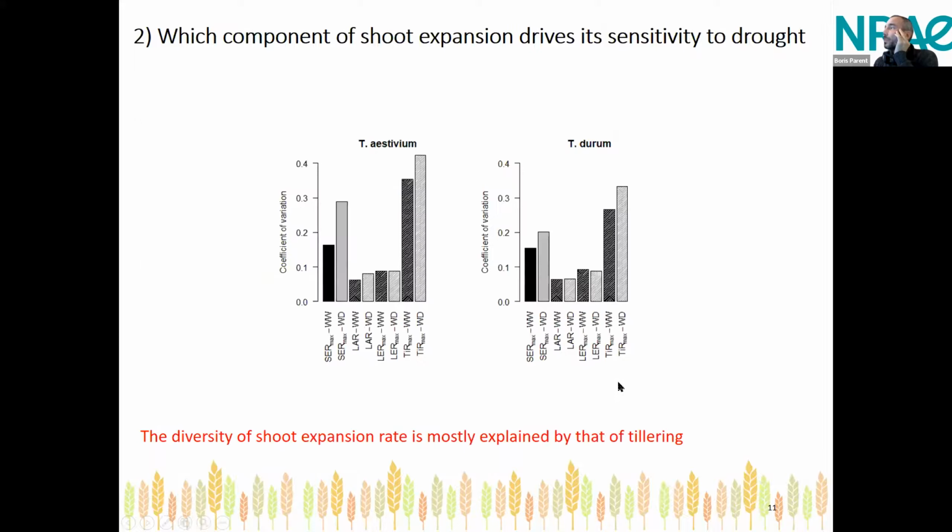And what we observe is first, when we speak about absolute values, and under well-watered conditions, for example, you can see that the diversity that we observed for shoot expansion rate here is really higher than that of leaf development rate and leaf expansion rate. And the higher variability, the diversity, was for tillering. So the diversity that we observed for shoot expansion rate was mostly explained by that of tillering.